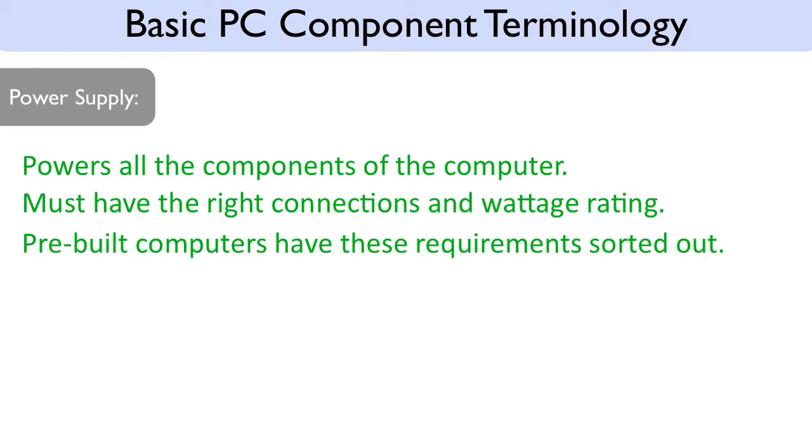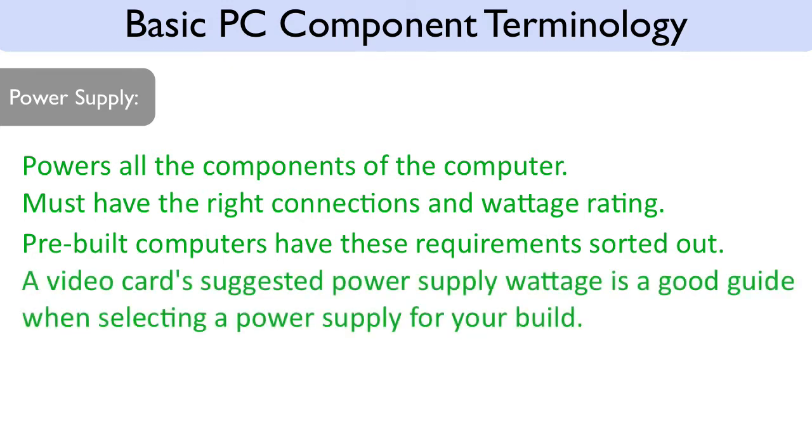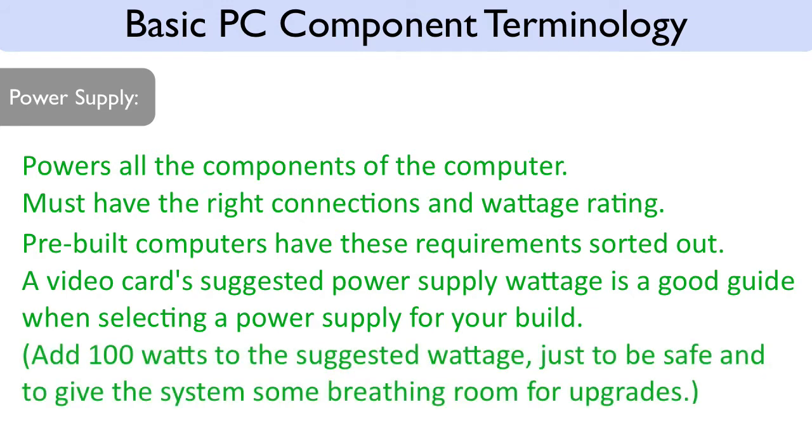If we're building our own system, we need to think about this number. Generally, a desktop will come with a video card, and that video card is going to have the highest pull of power out of all other components. You can generally go by the suggested system power requirement from the manufacturer of the card as your guide. I like to add another 100 watts to that number in case I want to upgrade and to give the power supply some breathing room.